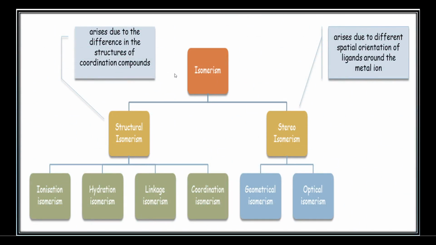Similarly, we can move on to isomerism. Isomerism arises from differences in the structure of coordination compounds. It is divided into structural isomerism and stereoisomerism, which arises due to the spatial orientation of the ligands around the metal ion. Further, structural isomerism can be classified into ionization, hydration, linkage and coordination isomerism, and stereoisomerism can be classified into geometrical and optical isomerism.